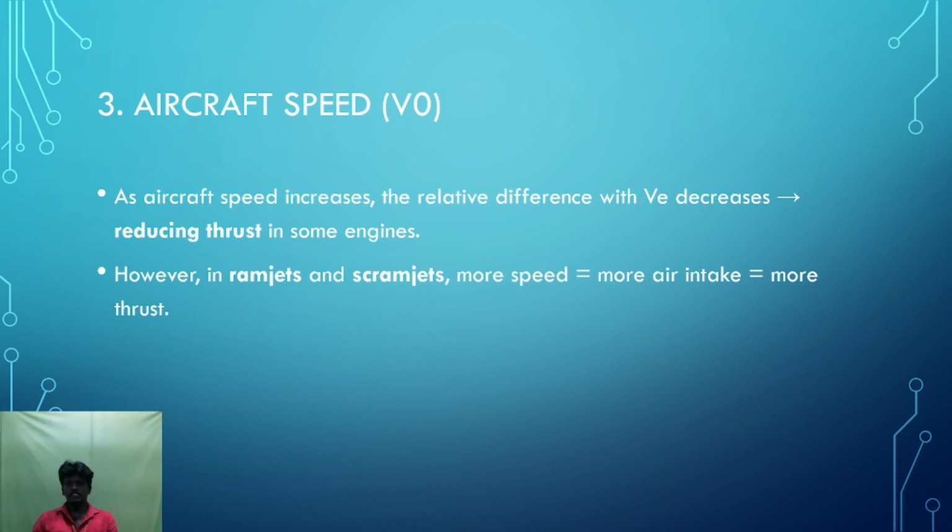As the aircraft speed increases, the relative difference with the exit velocity decreases, and some engines have reducing thrust by this phenomenon. However, in ramjets and scramjets, more speed is created due to more intake, and it will create more thrust. Ramjets and scramjets have more speed by more air intake and more thrust.